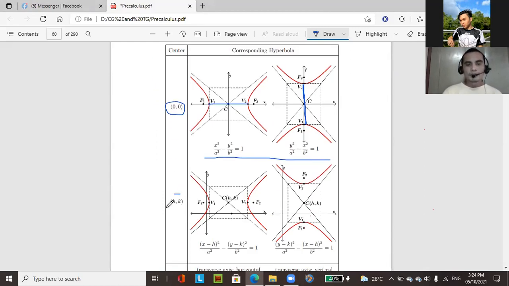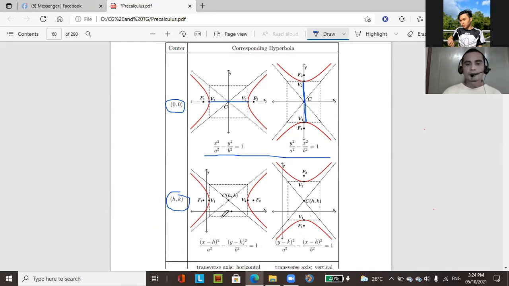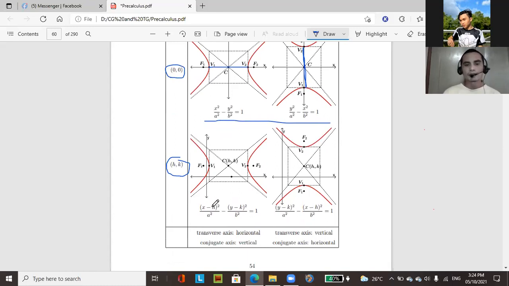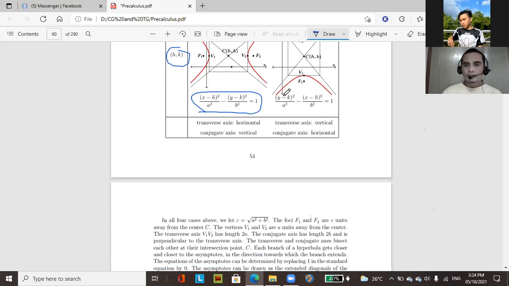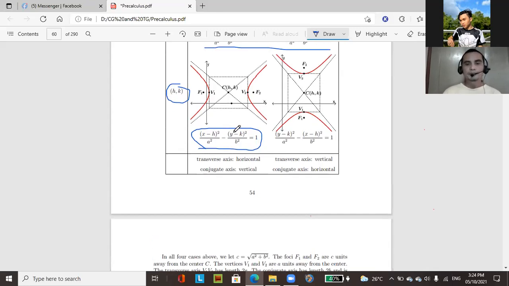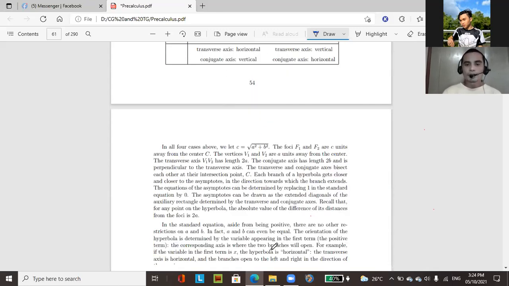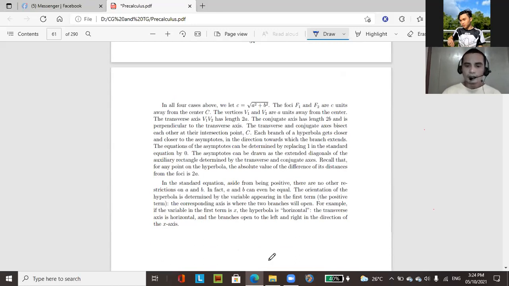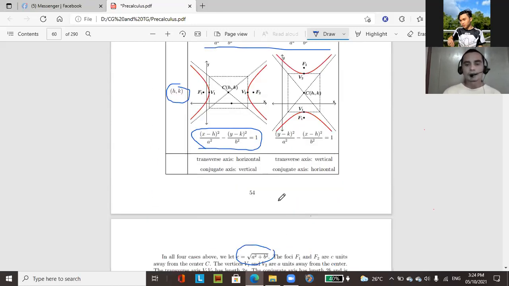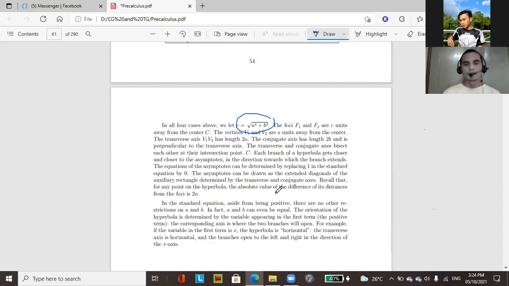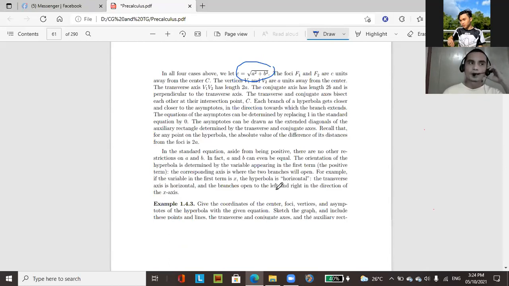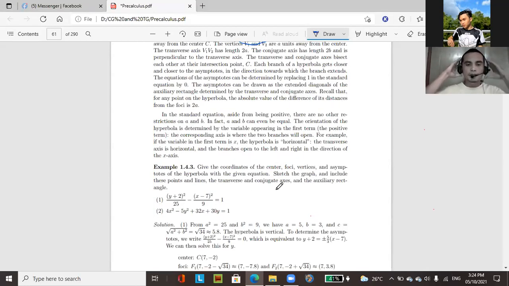Now, if the center is at h and k, then it looks like this. Again, x is always partnered with h, and y is always partnered with k. So that is the form. Again, that is its form. Given of course that this is always true: c squared is equal to a squared plus b squared. This is how we get b and c.